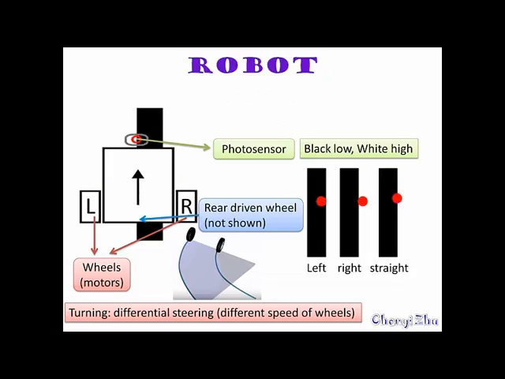It has only one photosensor which can detect the intensity of reflected light. If the robot is on the black place, the feedback signal will be low. For the white place, it is opposite. The robot has two wheels which are connected to the two motors, left and right. A rear-driven wheel is also applied. For the turning, it depends on the differential steering.